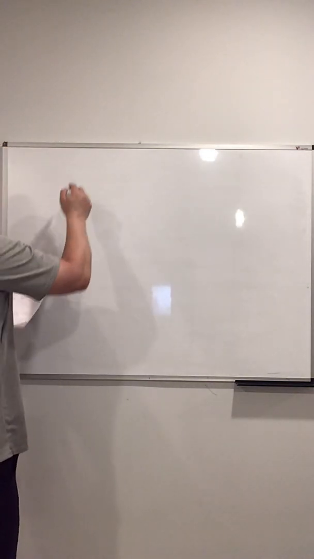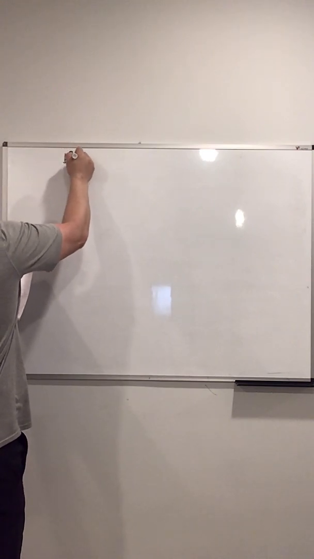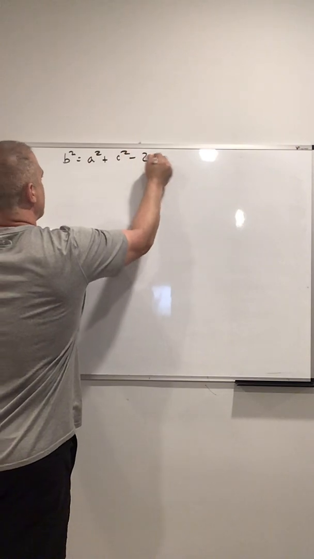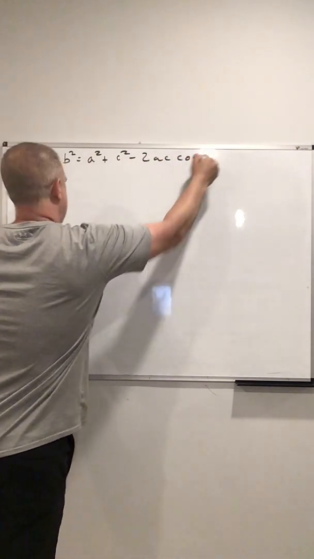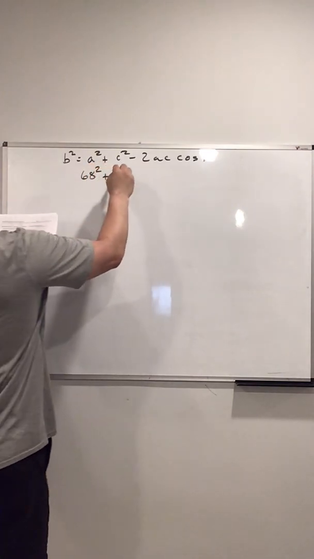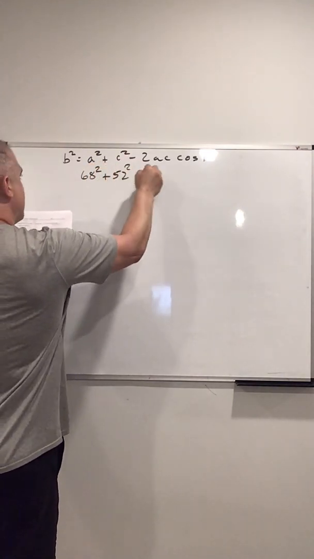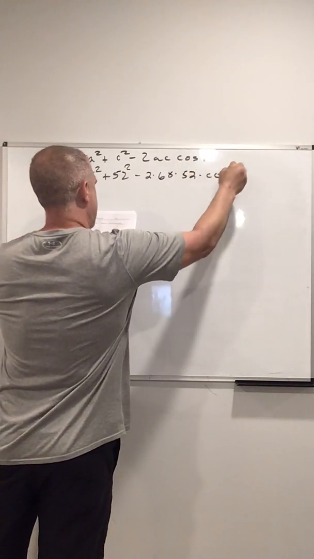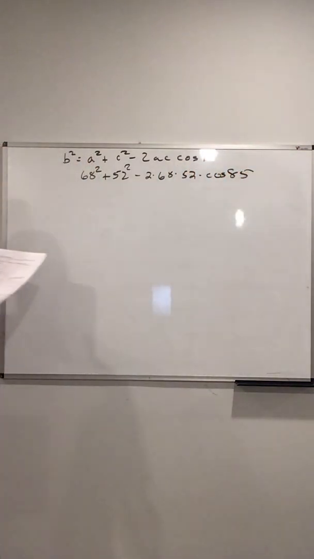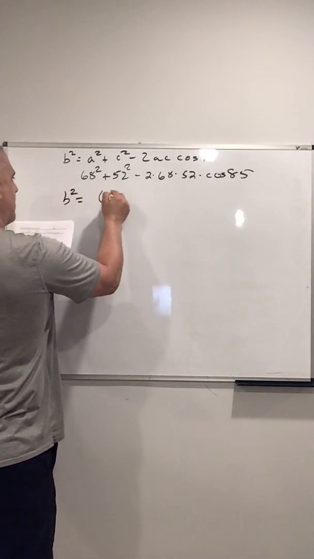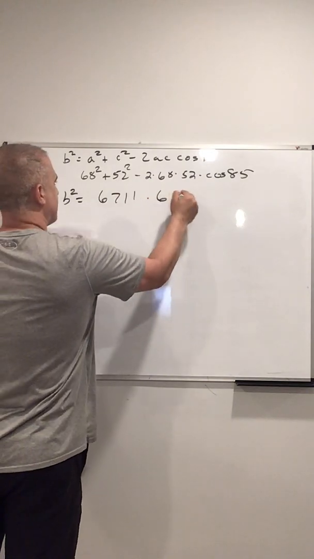Question number 4, use the law of cosines. The formula you would use is b squared equals a squared plus c squared minus 2ac cosine of b. So pretty simply you put in 68 squared plus 52 squared minus 2 times 68 times 52 times cosine of 85. Now what that ends up being is that b squared would be equal to, if you use your calculator, approximately this number.